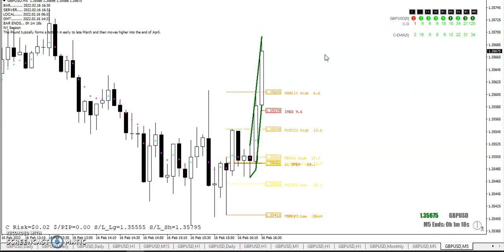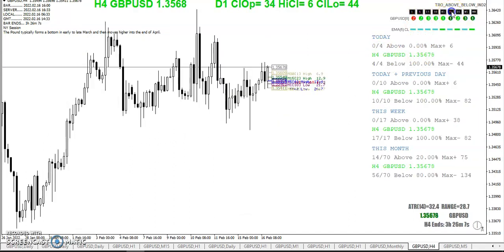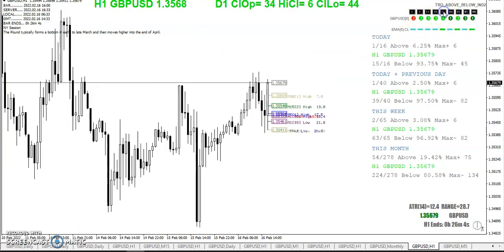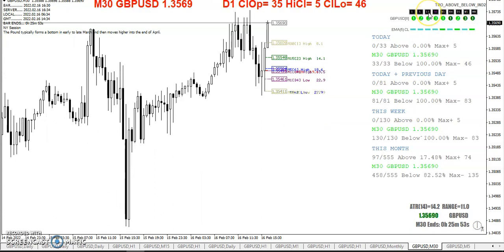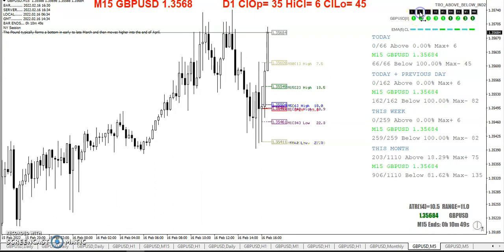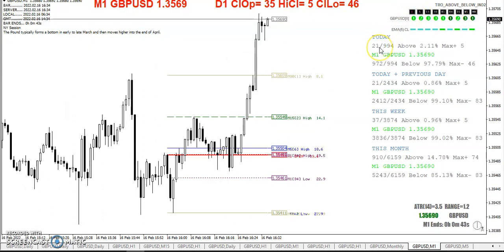So we're at 10. We just have to wait and see if there's more of what I would call gas in the tank. But you can see here we've only had 3 M5 closes above this level. Let's look. 0 H4s. Right now, 0 H1s, 0 H30s, 0 15s. We've had 2 5s and 22 1-minute closes. It's just changing. So once again, this indicator is dynamic, so it can tell you that.